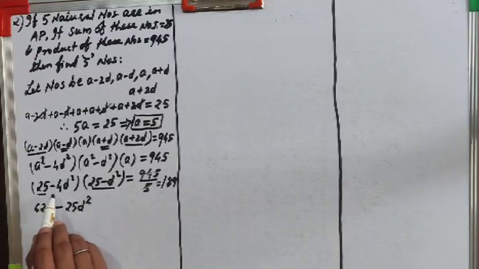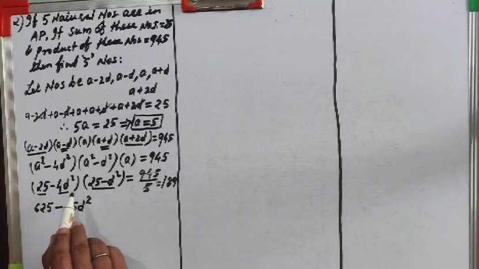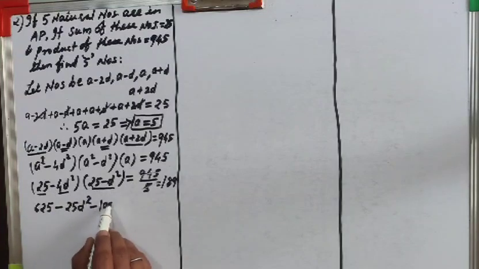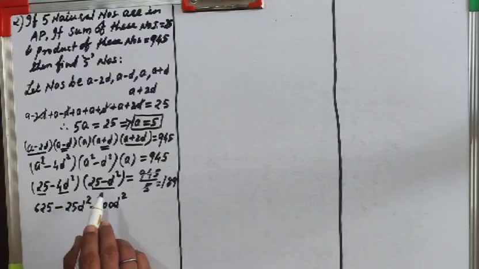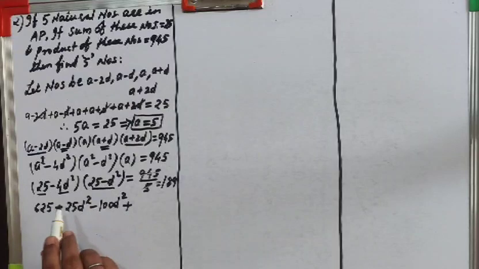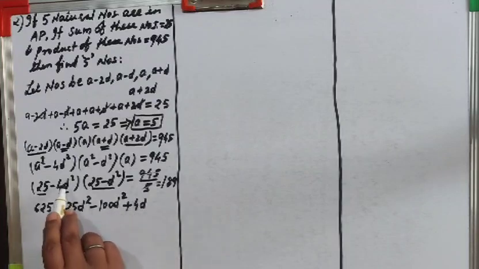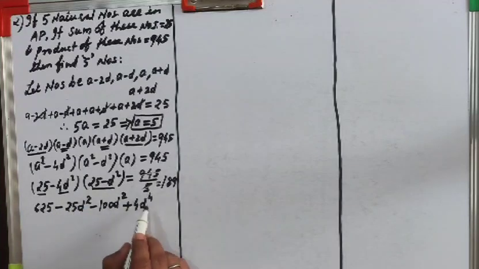Then now take this number, minus 4d square into 25, it is minus 100d square. Then minus into minus is a plus, and you will get plus 4d power 4, because d square, that will become d power 4, which is equal to 189. Hope this is also clear to you.